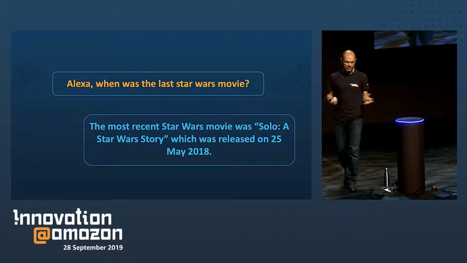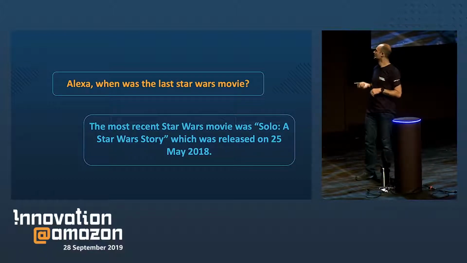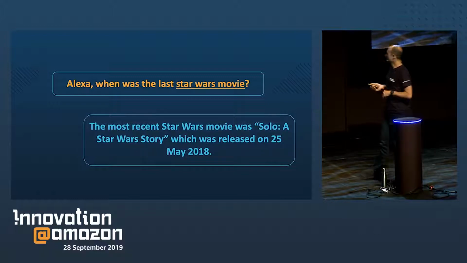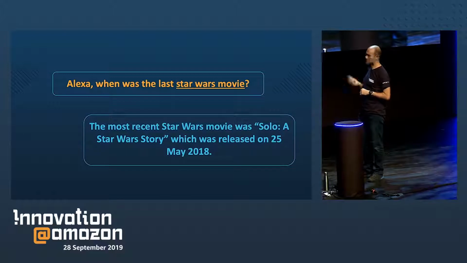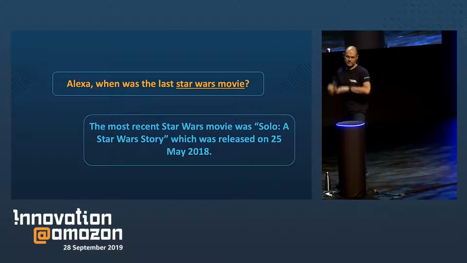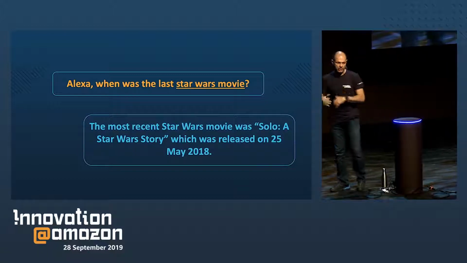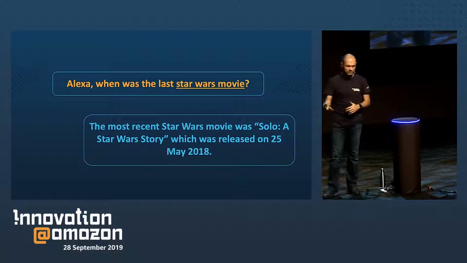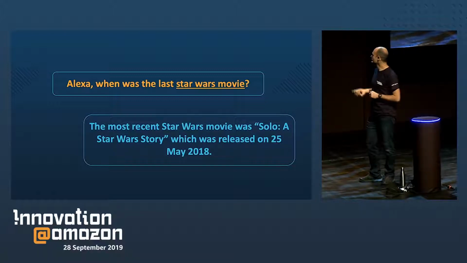So how does it happen? What happened here in terms of mechanics behind the scenes? So first of all, Alexa needs to detect from this text that you're asking a question about a Star Wars movie. So she has to have a concept of what is a Star Wars movie. And she has to also know that there are many of them. It's not just one movie. So there are many, many of these films.